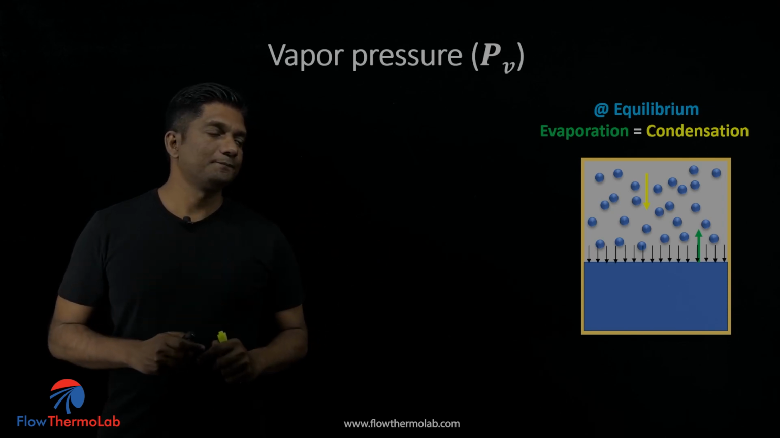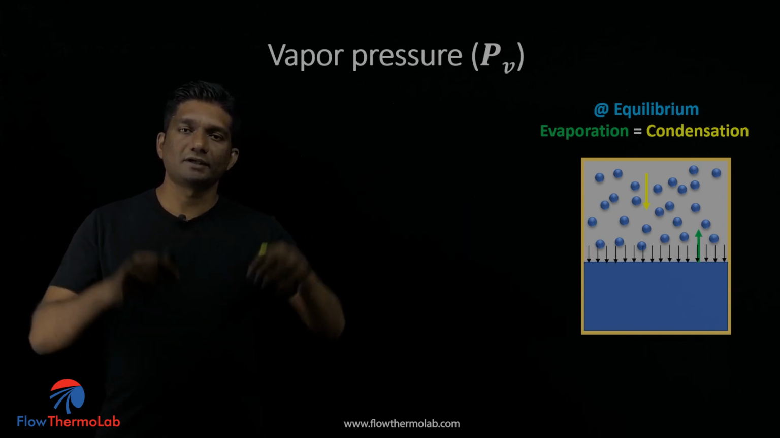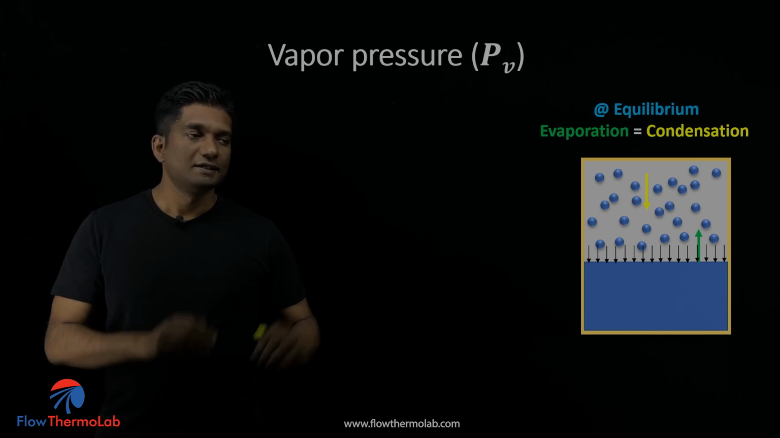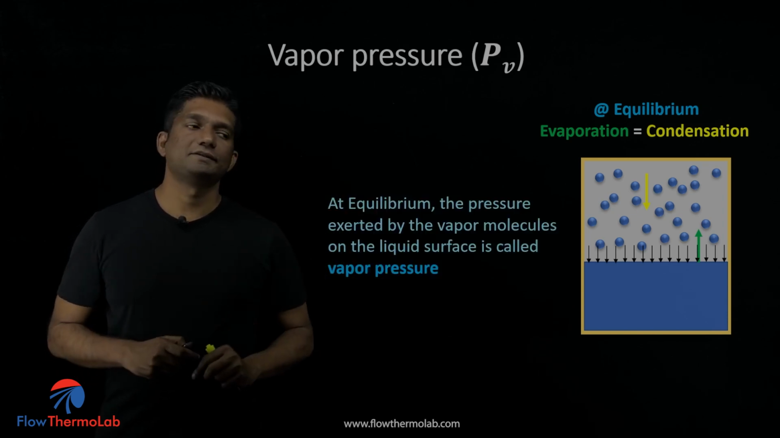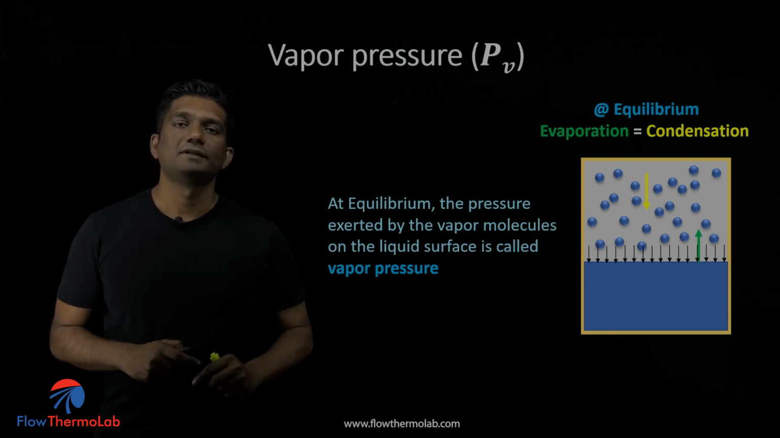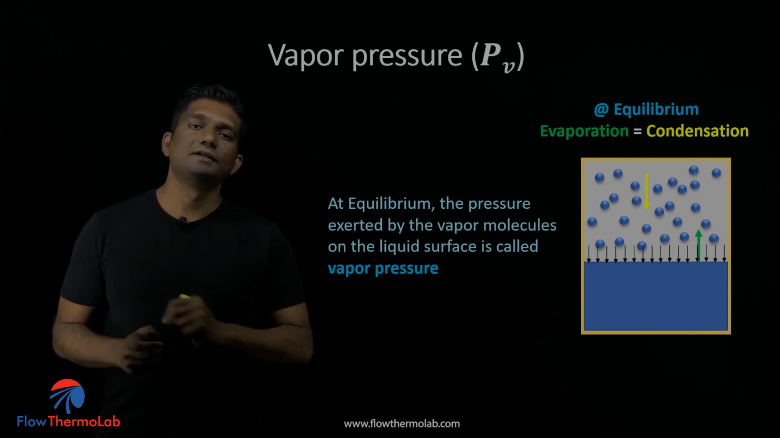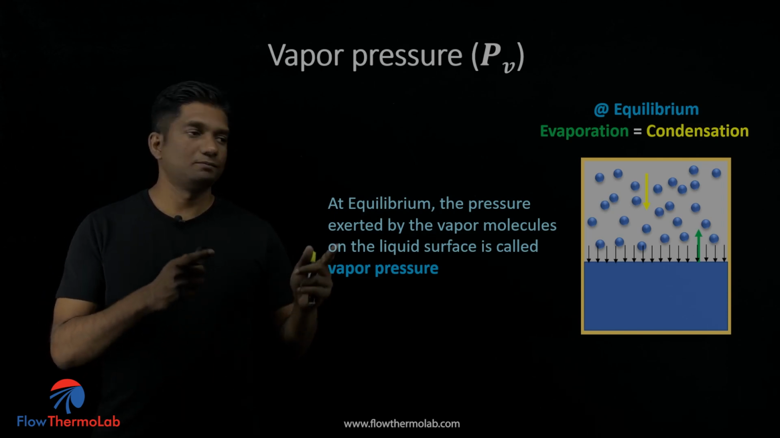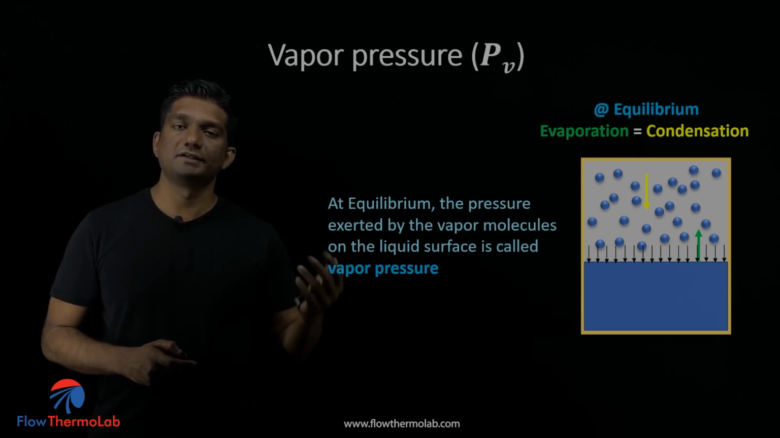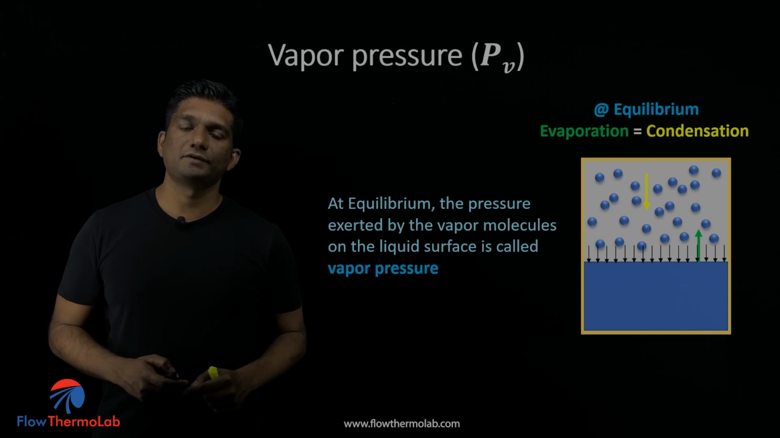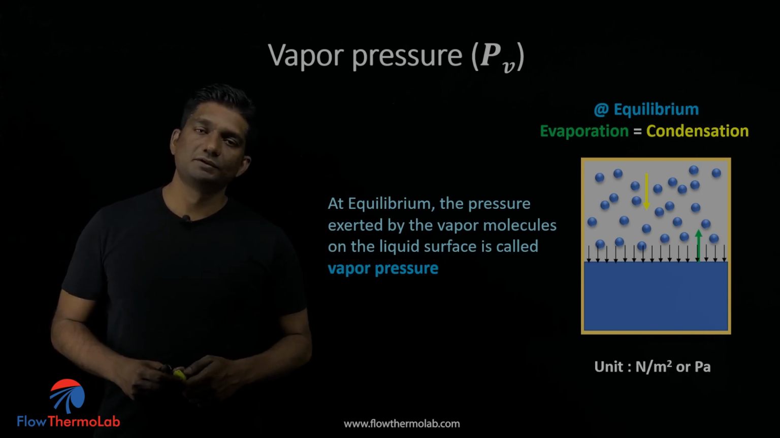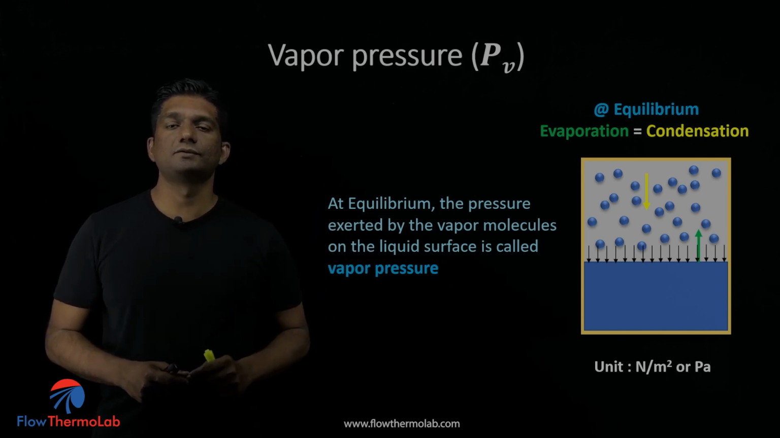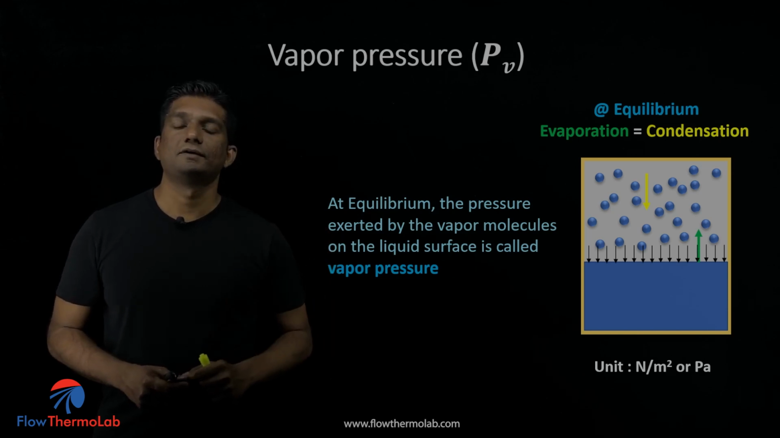At this equilibrium, these vapor molecules apply a pressure, a normal force, on the surface of the liquid. This pressure at equilibrium is called the vapor pressure. So at equilibrium, the pressure exerted by the vapor molecules on the liquid surface is called the vapor pressure. It has a lot of engineering applications, especially phenomena like boiling or cavitation. In all these phase change processes, vapor pressure is very important. Its unit is Newton per meter square, the same unit as pressure, but it is a fluid property. Every fluid has a different vapor pressure, and it is also a function of pressure and temperature.